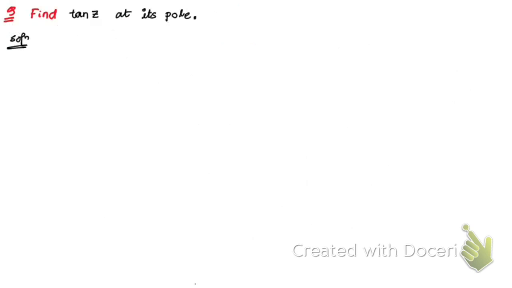So this is the function now, f of z. Here we need to find the residue at its poles. The function is tan of z. So how to find it? Now you see tan of z can be written as sin z by cos z, and here we're going to apply this formula, this rule, right?